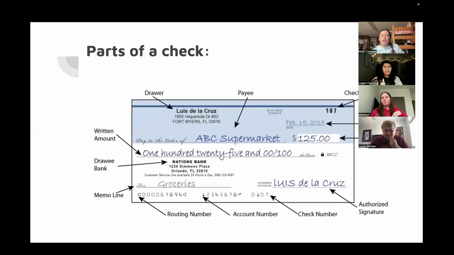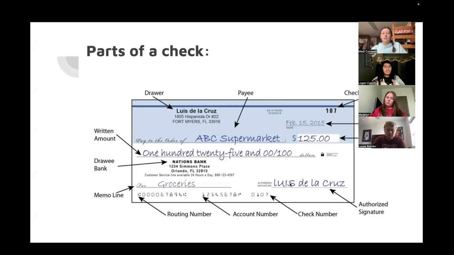So this looks like a lot, but first we're going to go over the different parts and then we'll define and look at it again. So first up in the corner, can you guys see my cursor? Okay, so we have the drawer. That would be your name if you're writing the check. We have the payee, who the check's going to. You have the check number, the date, the printed number, the written amount, the drawee bank. Again, this would be who you got the checks from, the memo line, routing number, account number, check number, and then the authorized signature.